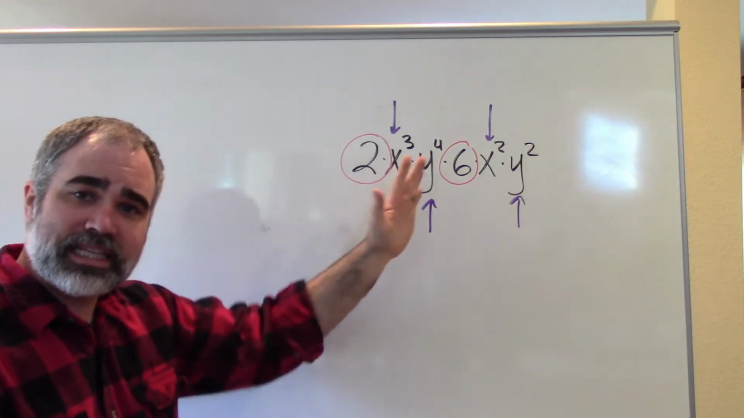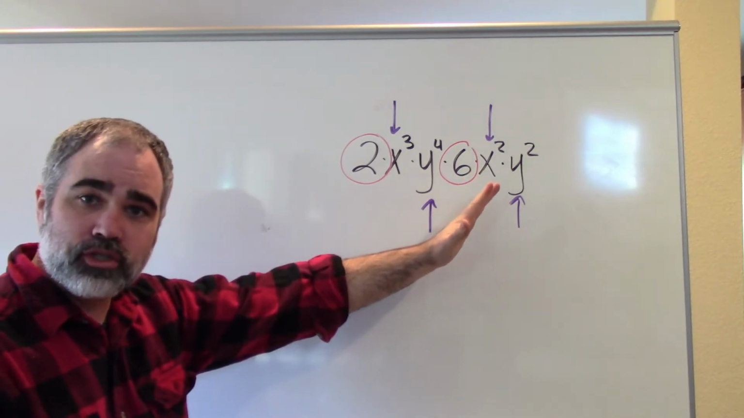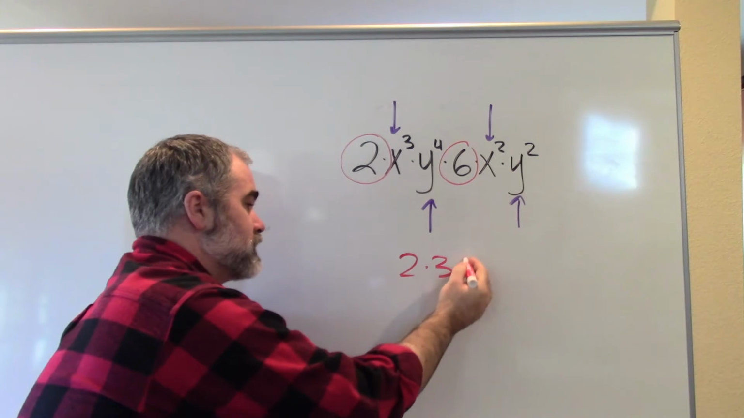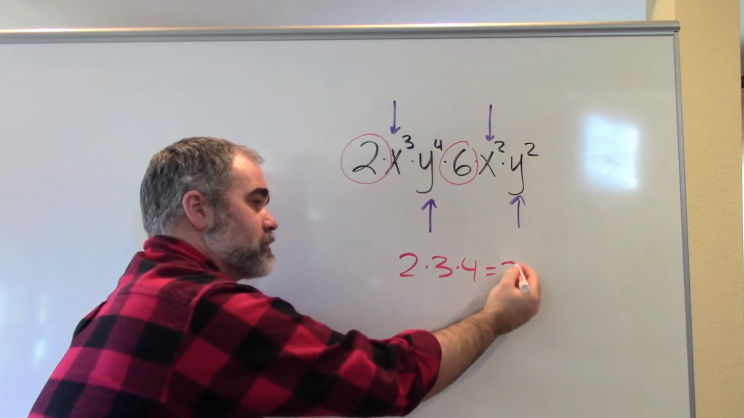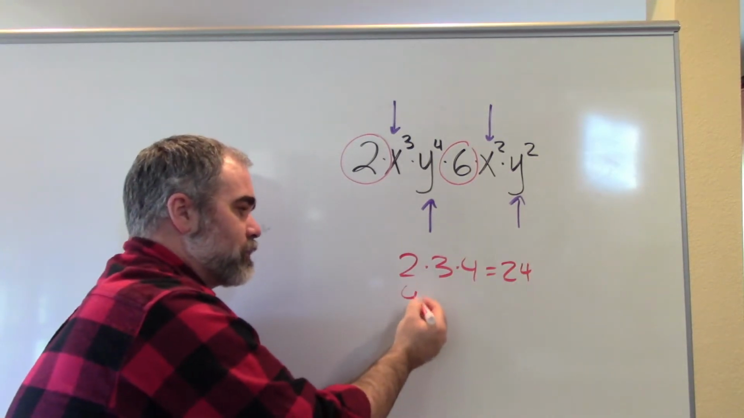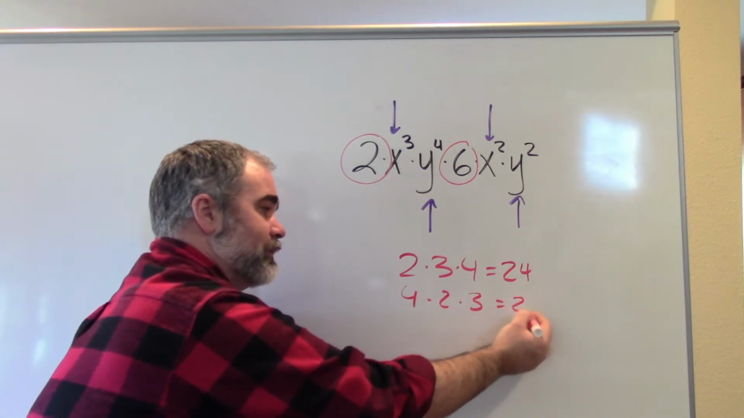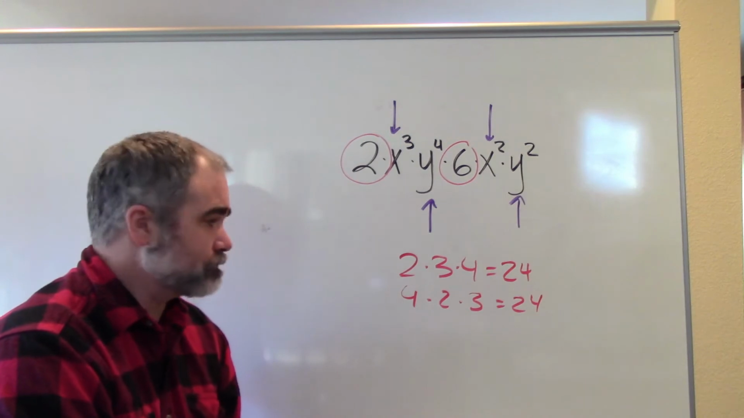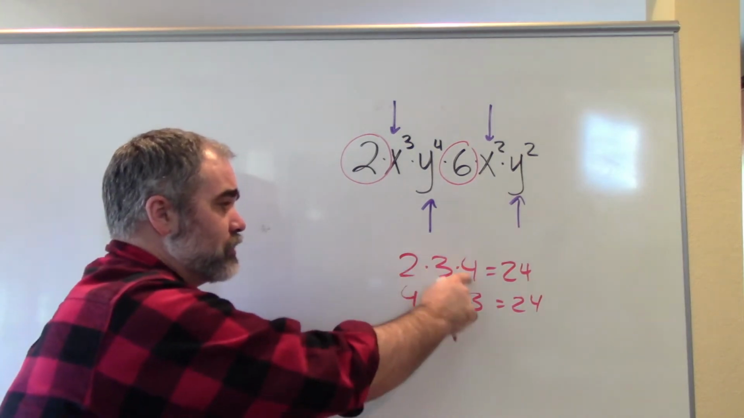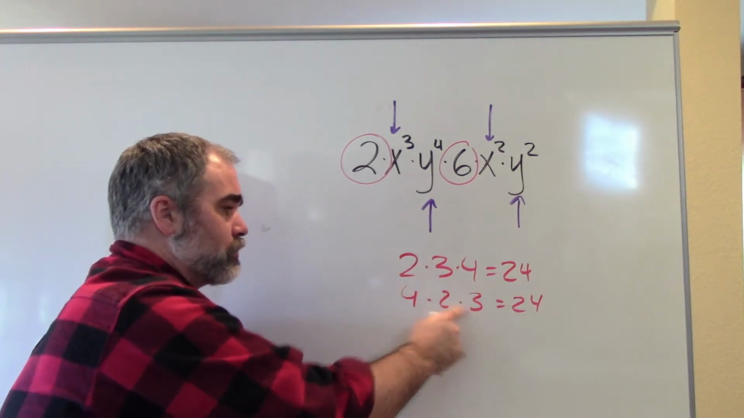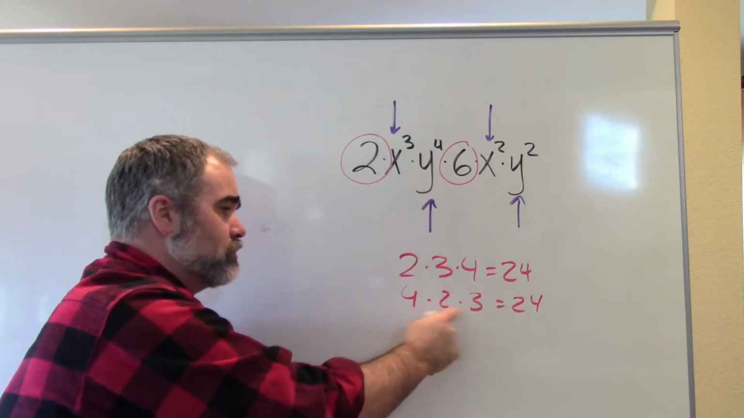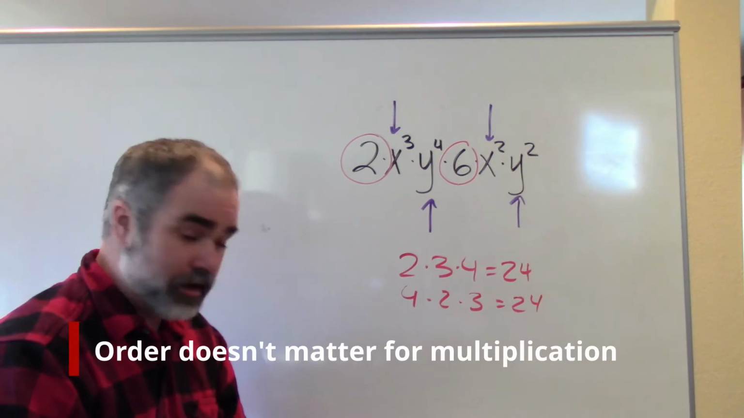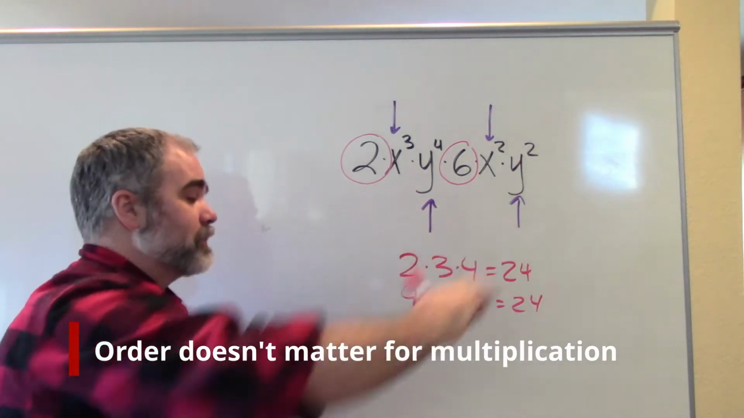When you're multiplying things together, it doesn't matter the order that you multiply them in. For example, 2 times 3 times 4, if you type that in your calculator, it's 24. If you do 4 times 2 times 3, you still get 24. It doesn't matter what order you multiply things in. You can multiply the 2 and the 4 together and then the 3, or the 3 and the 4 together and then multiply the 2, or the 2 and the 3 and then the 4. It doesn't make any difference. Multiply however you want. The order doesn't matter, and the order doesn't matter even if there's variables.